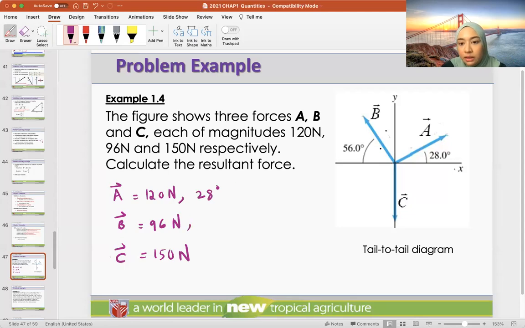And then our B vector is 56 over here. Do I put 56 over here? That is my question. What should I put? 124. 124. Why?